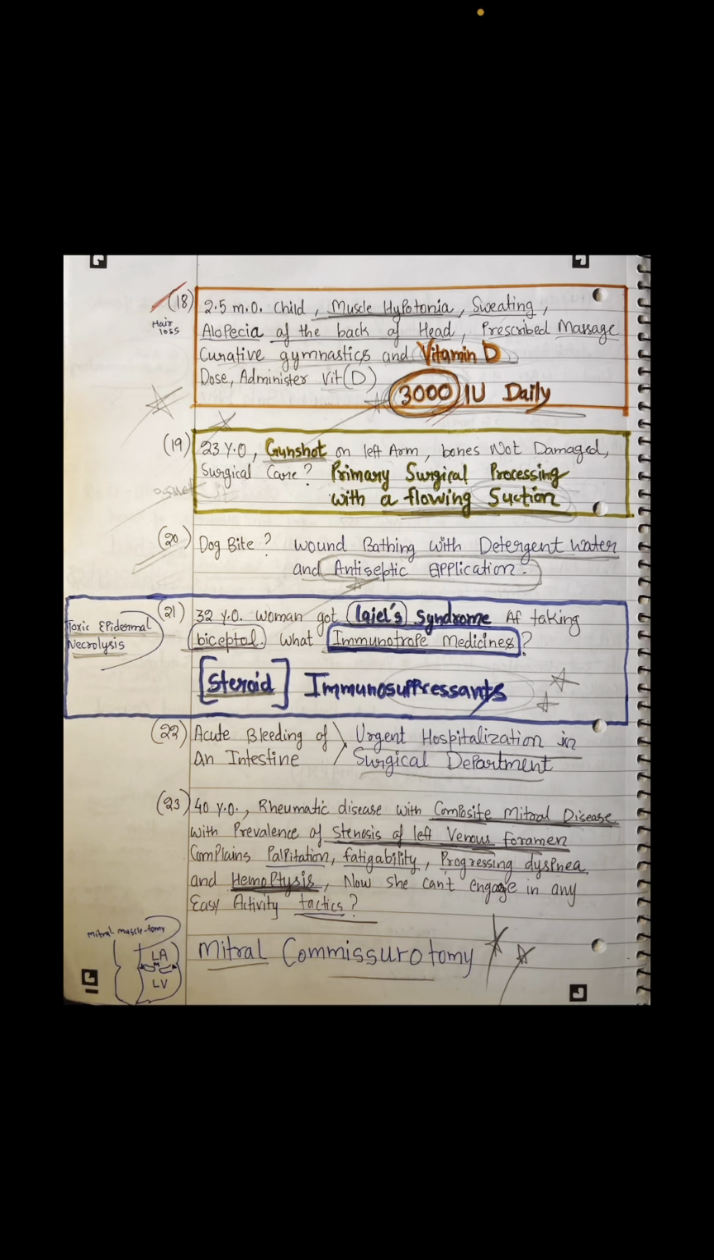Next patient is reporting a gunshot in his left arm. Bones not damaged, surgical care. So if bones are not damaged, sir, anyhow the gunshot will progress as a surgical problem. We are going to primarily surgically process the wound with the flowing suction. Remember about this, that there is one more question over the gunshot for which the answer was different. I'll let you know if the question comes, but remember for the gunshot that it will be a surgical problem and primary surgical processing with a flowing suction.